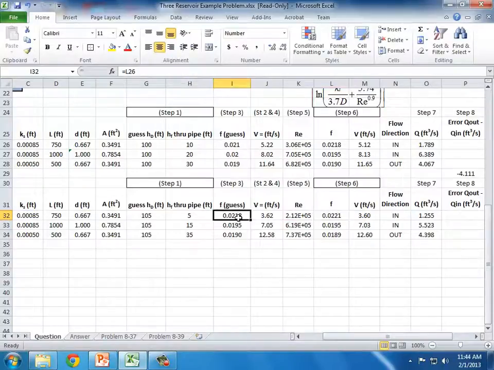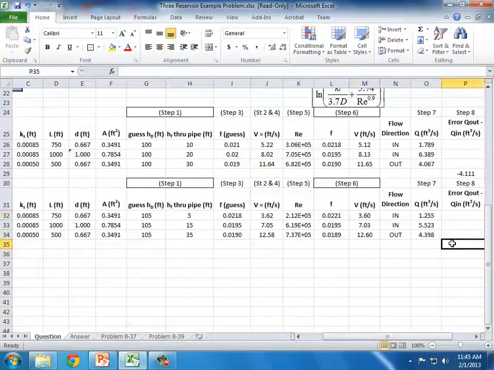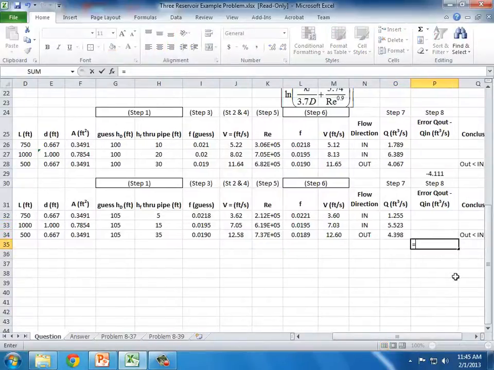So you'll notice that the F value didn't really change very much, did it? F value seems to be converging nicely. That means we're getting closer to the correct value of the head at D. It's found new velocities. And so we'll take a look at, is this still into the junction? Yes, that flow rate is still into the junction. That flow rate is out of the junction. So now we're going to do out minus in, minus in.